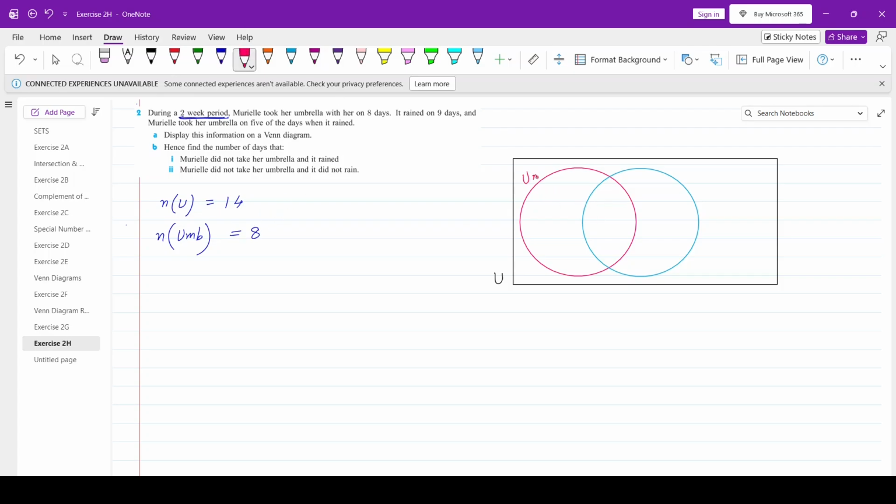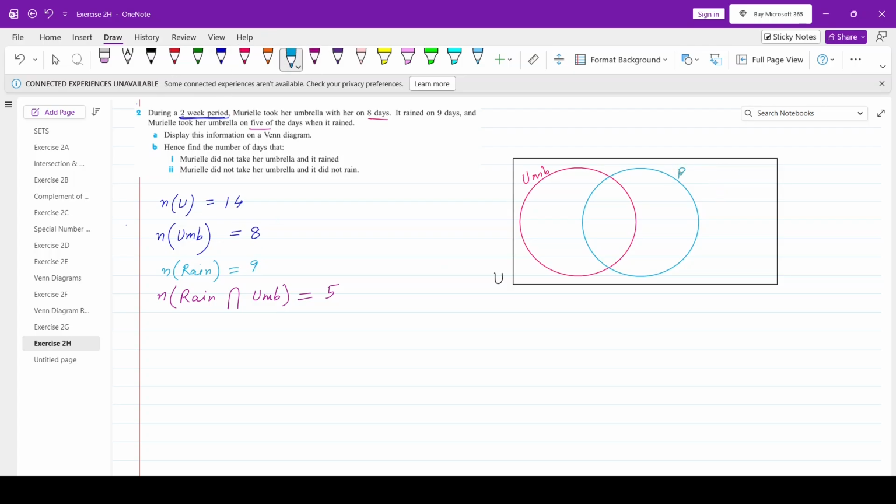Therefore UMB is this one, and it rained on 9 days. Number of days when it rained is 9. And Muriel took her umbrella on 5 of the days when it rained. Therefore, number of days when it rained and she had umbrella with her, that is going to be 5.